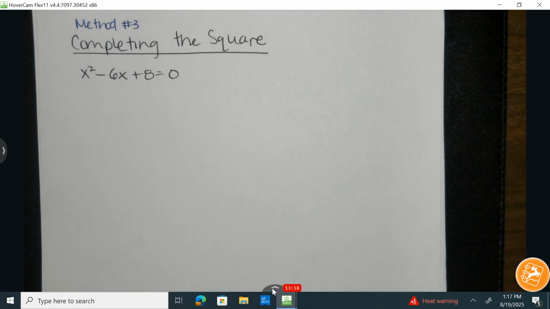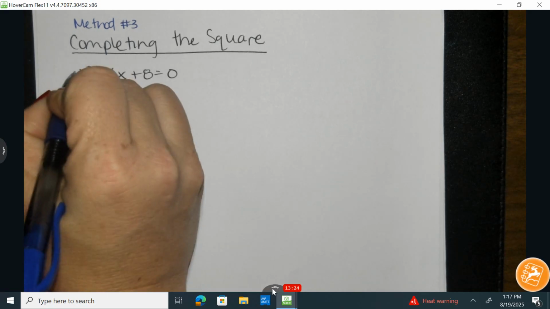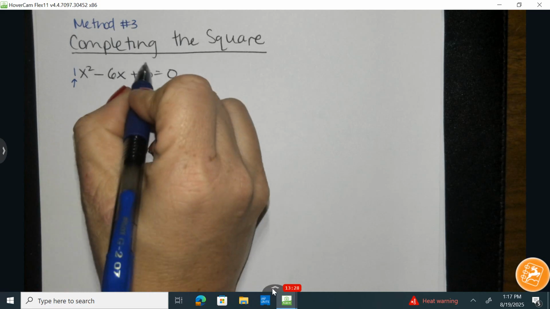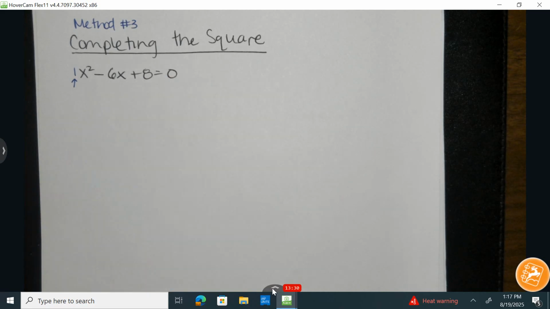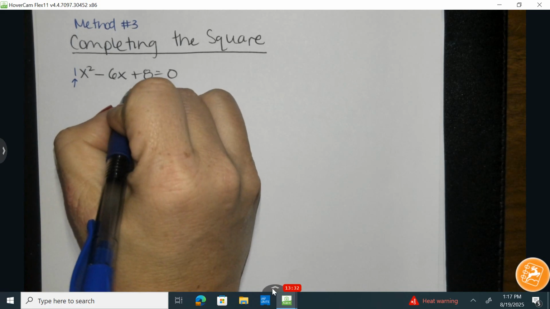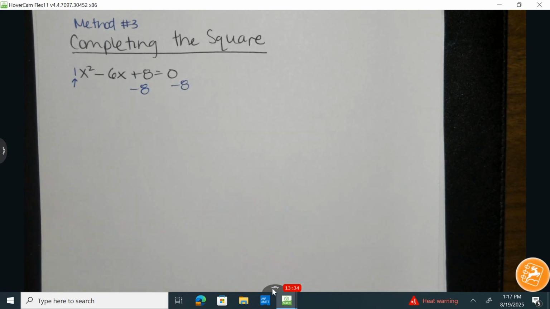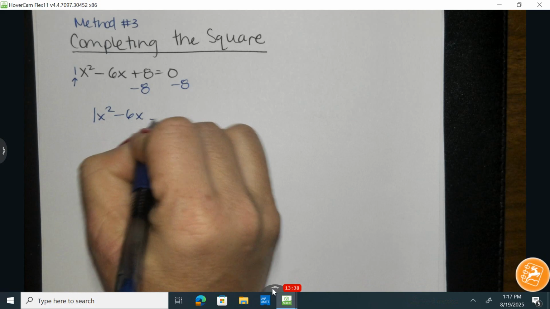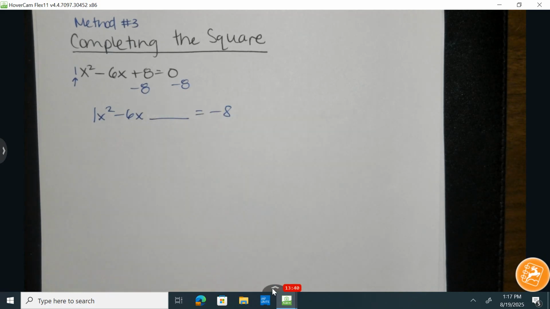Now, how do we go about completing the square as a method to solve this quadratic equation? The first step is notice that our leading coefficient is 1. We want to have that. Second is we're going to take whatever this constant is, the value that has no variable, and we're going to move it to the other side. So opposite of adding 8 is subtracting 8. And now I have that empty space where once there was an 8.